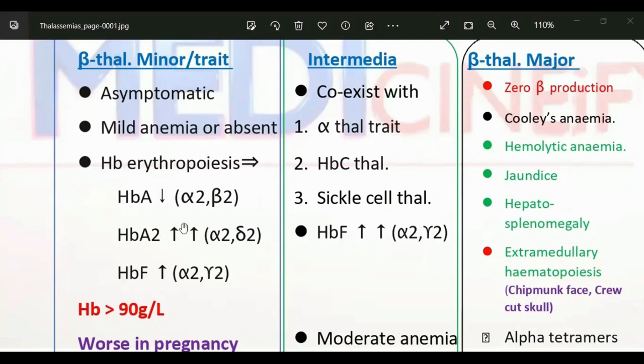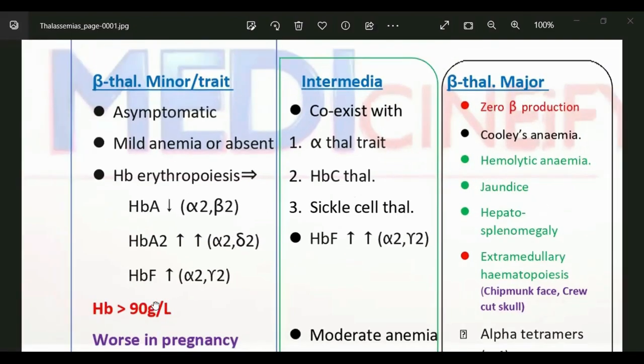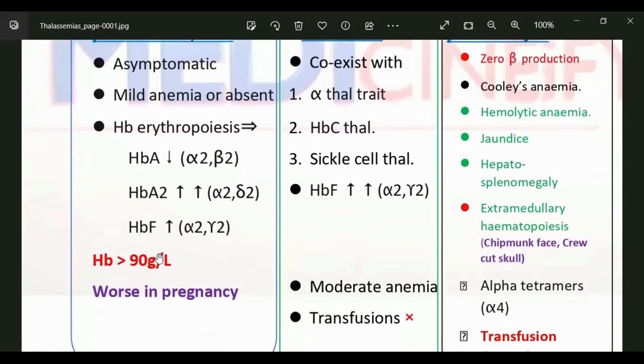HbA2 will rise. HbA2 means alternative adult hemoglobin. And there may be a little rise in fetal hemoglobin, HbF. Hemoglobin count is usually more than 90 grams per liter. This asymptomatic carrier stage can show symptoms when pregnant because of increased demand.